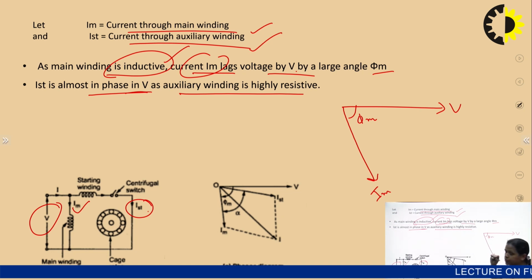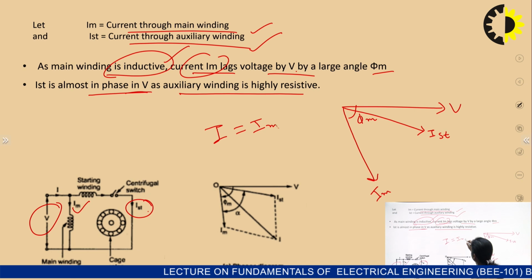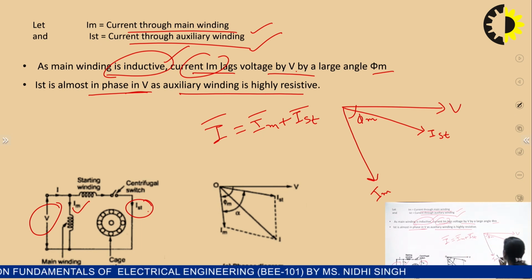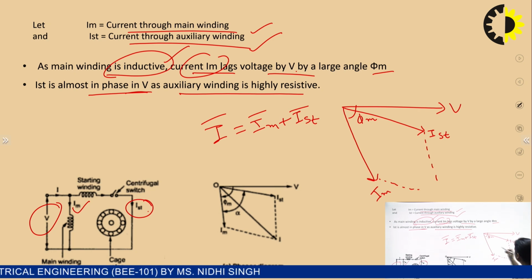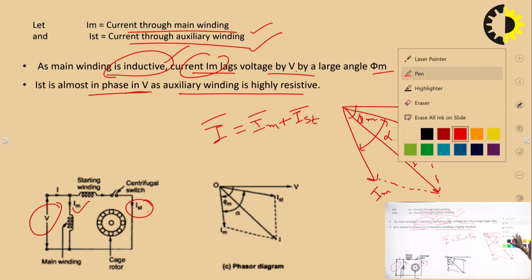IST is through the more resistive winding, so it will be almost in phase with V. Here this is IST, right? And the total current I is equal to IM plus IST, the phasor addition of IM and IST, where IST is the current in the starting winding. If you draw the resultant, you draw a line parallel to each of these, and if you join, you will get this line as I, right? The angle between IST and IM is alpha. This is how you draw the phasor diagram.